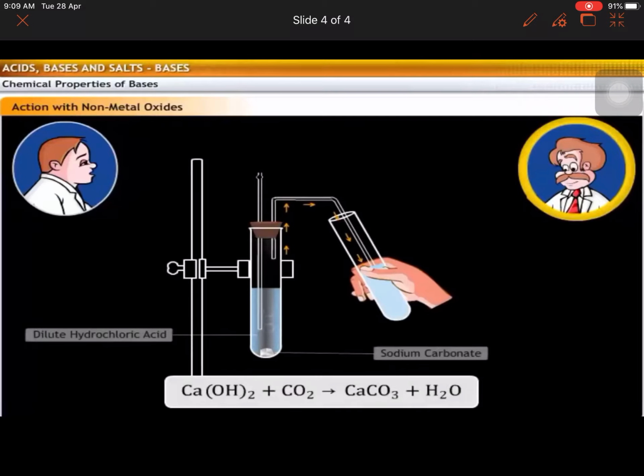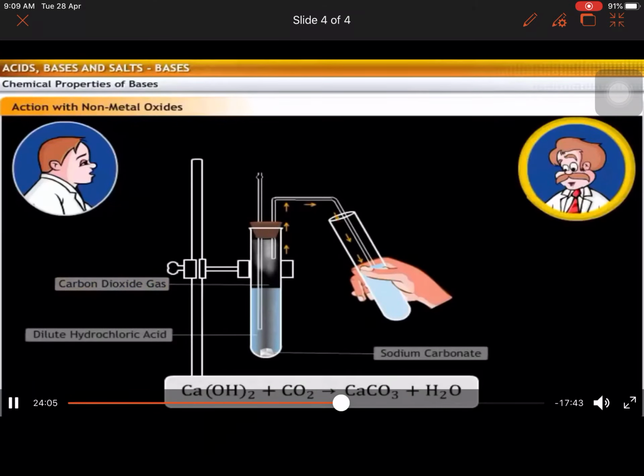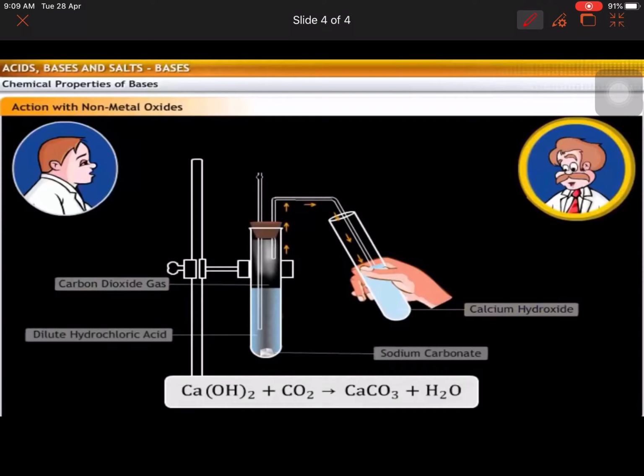Consider an example. When carbon dioxide gas is allowed to pass through calcium hydroxide, it results in the following. Now you can see here, this is a base because it has hydroxyl ion, and this is a non-metallic oxide, meaning any oxide having no metal. Carbon dioxide is a non-metal. Base reacts with non-metallic oxide, giving a salt and water. And this also is a neutralization reaction. When salt and water is formed, that is why it is called a neutralization reaction.